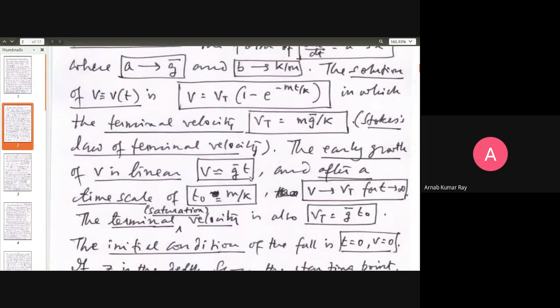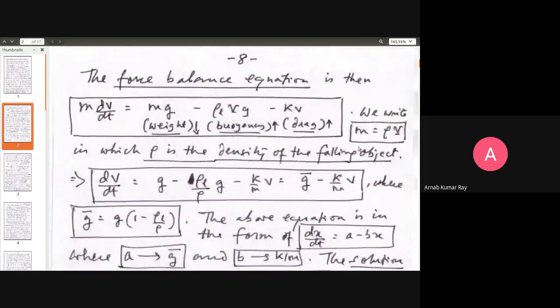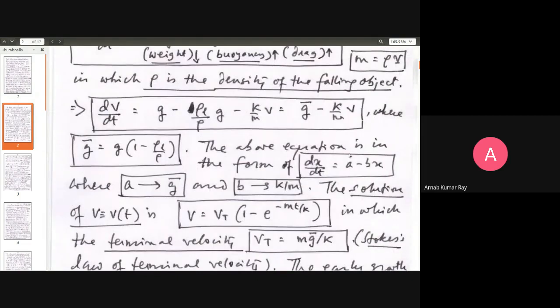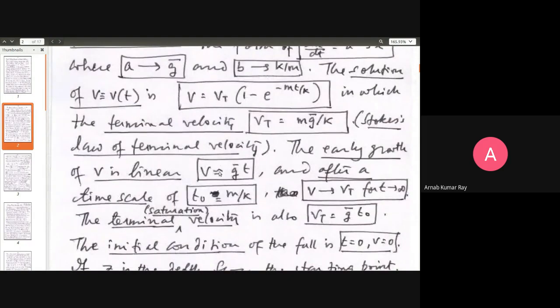What is the early growth? Again, you should have no difficulty finding this. Just refer to our discussion of dx/dt equal to a minus bx, with the initial condition that at t equal to 0, x is equal to 0. So for that kind of a situation, early growth will be linear. V will be proportional to t, g bar t, and there will be a time scale. This is a linear problem, I'm sorry.